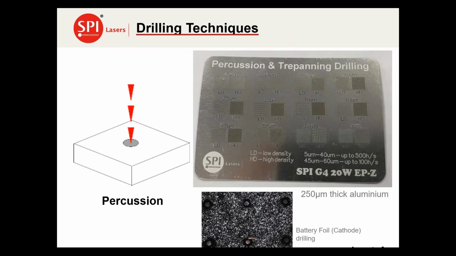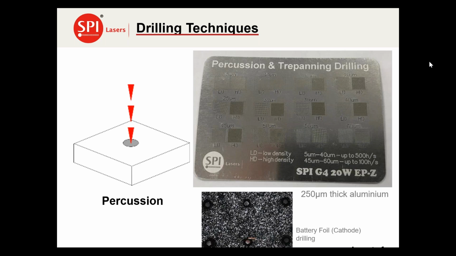So the next technique is percussion drilling, and here we're talking about drilling holes with multiple pulses in the same location. So hitting the same spot multiple times to try and penetrate through the material. On the top you can see an aluminium sheet that's been drilled with lots and lots of different holes. It's probably a little bit tricky to see, but the exit hole sizes range from 5 microns to about 60 microns.